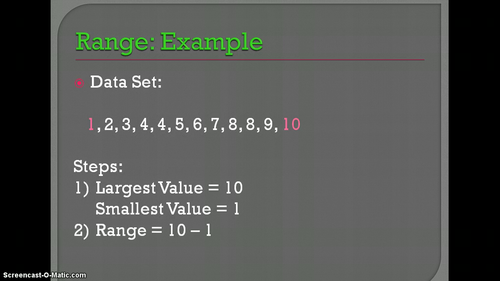So after you find those two values, in order to find the range, you do the largest value minus the smallest value, and in this case it would be 10 minus 1. So for the final outcome, your range is equal to 9.